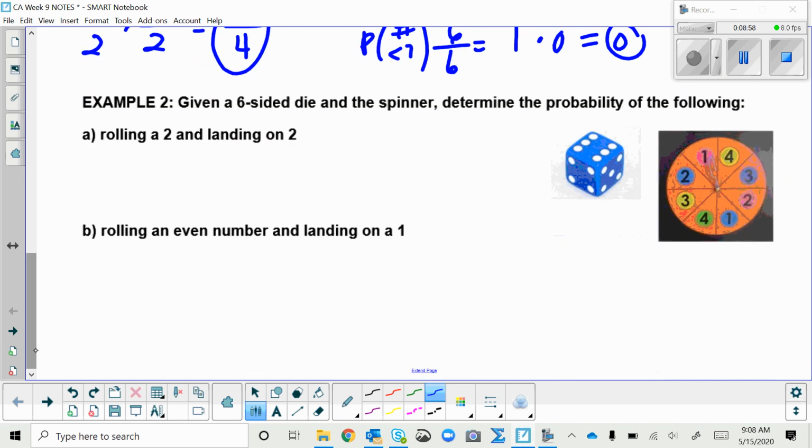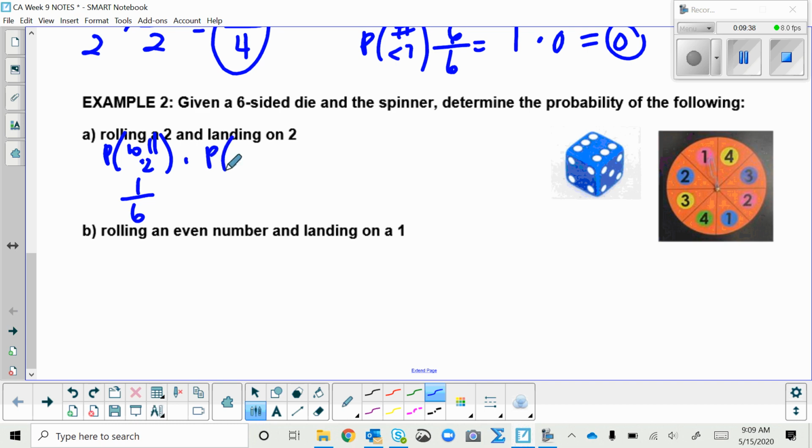All right, example 2. We're switching over to combining a die with a spinner. So example 2 says, given a 6-sided die and the spinner, determine the probability of the following. Okay, we're still multiplying the probability of each individual event. So part A says rolling a 2, okay, that's with the die, and landing on a 2. So the probability of rolling a 2 is 1 out of 6. Okay, we've been doing that.